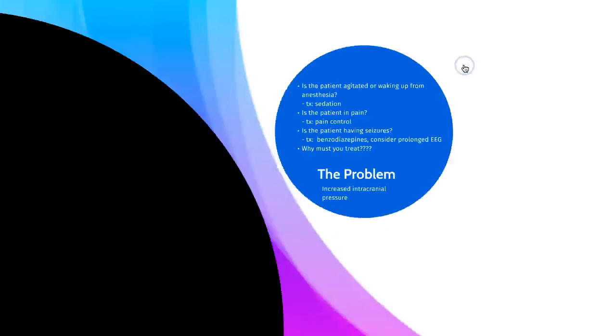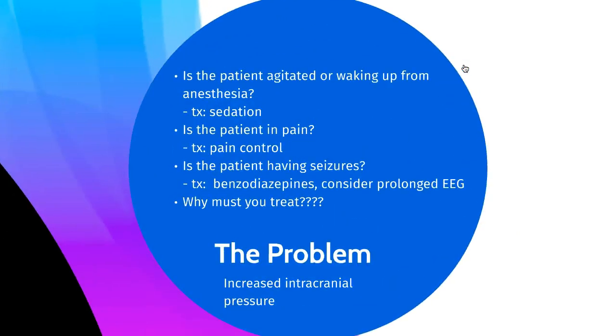So what we need to know is the problem. Really the problem is his increased intracranial pressure. But is this because he's agitated or waking up from anesthesia? Is he in pain? Could he be having seizures? And all of your treatment options are going to depend on his underlying etiology.